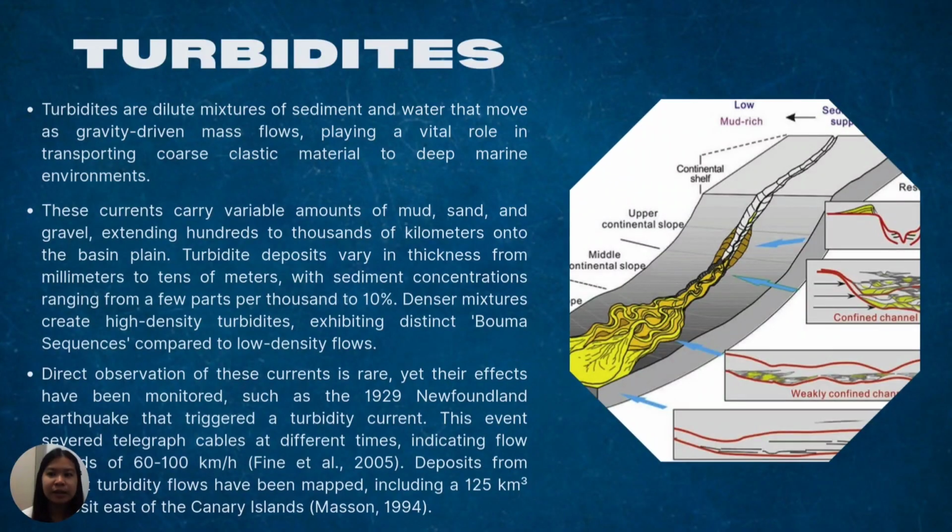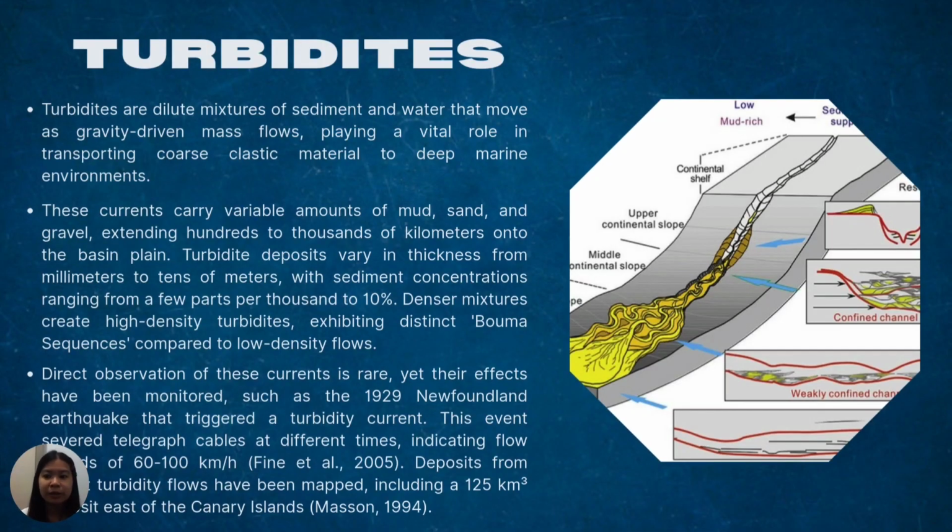The second one is the turbidites. Turbidites are gravity-driven underwater flows of sediment and water that transport mixtures of mud, sand, and gravel from shallow areas to deep marine basins, forming deposits that vary widely in thickness and sediment concentration.